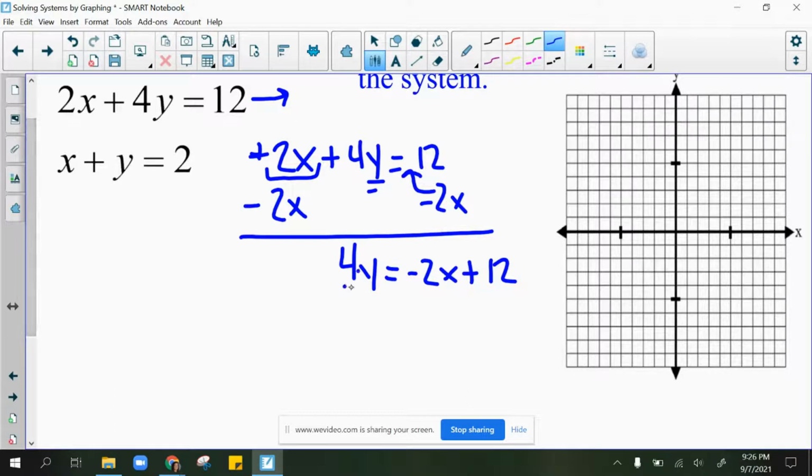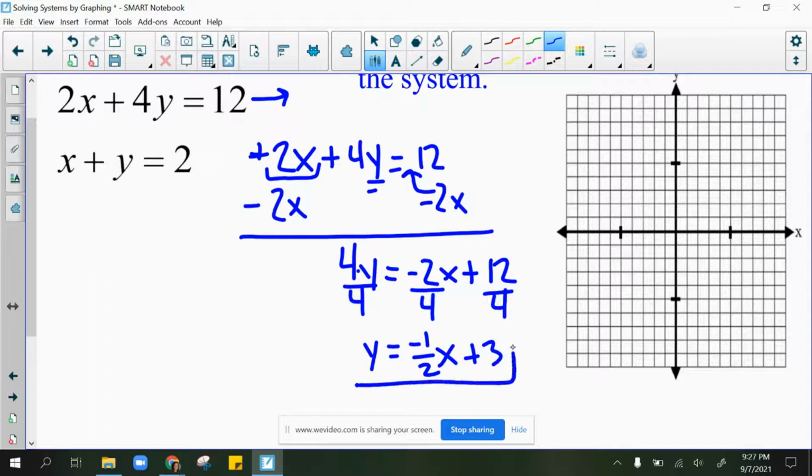That's multiplication, so the opposite is division. So I'm going to divide by 4, divide by 4. Everything gets divided by 4. So y equals, now this negative 2 over 4 is negative a half, okay? If you put 0.5, that's going to be really hard to graph. Remember, slope is okay to be a fraction. And then 12 over 4 is positive 3. So now this line is ready for me to graph it.